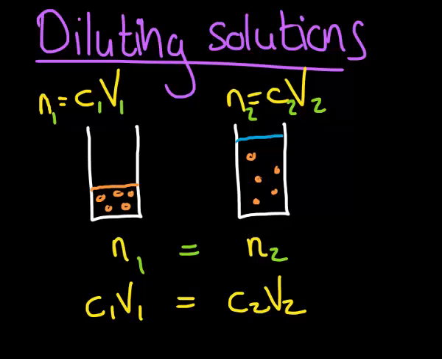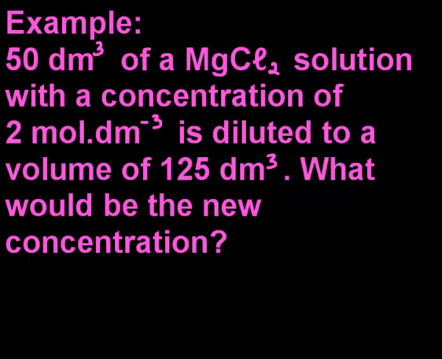Let's go and apply this to an example. So our example starts off by telling us we've got 50 cubic decimeters of magnesium chloride solution, which is a concentration of 2 mole per cubic decimeter. It's then been diluted to a volume of 125 cubic decimeters. What would be its new concentration? Now let's first start off by writing down what we have.